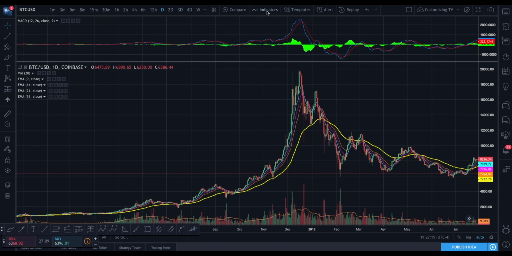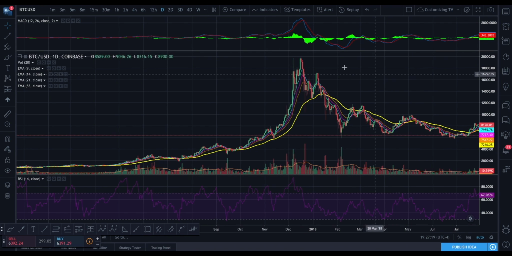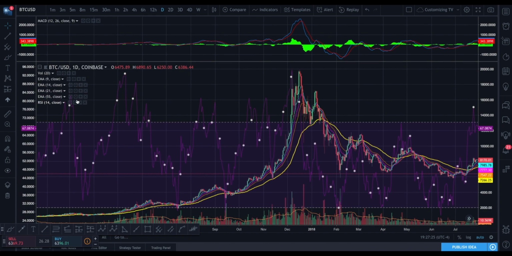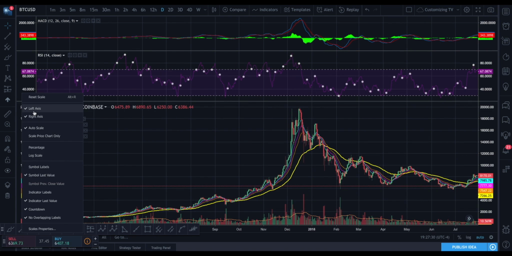So you're going to come here to indicators and you're going to put in RSI. And then, much like I like my MACD on top, I also enjoy having my RSI on top as well. So you're going to come over here, put merge up, then come over here, unmerge up, and then here right click and click on left axis.